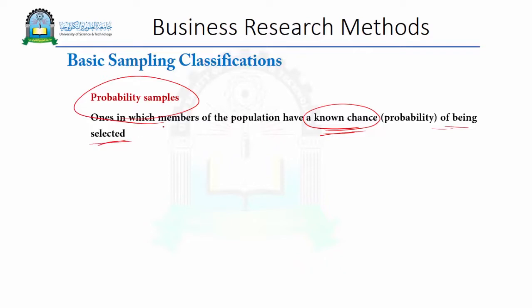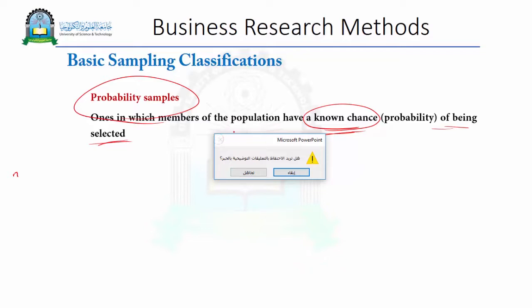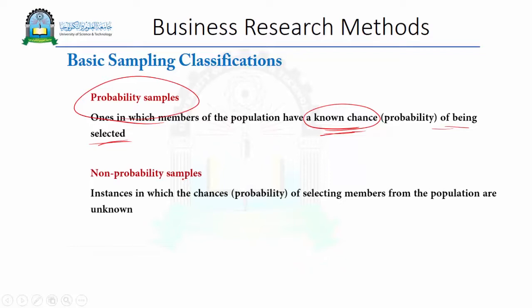the chance also is equal. So the chance is known for everybody, and it is going to be equal. If I have, for example, 20 employees, and I write their names and put them in a hat and ask somebody to choose randomly and blindly, the chance is going to be known, and the chance is going to be equal for all of them.